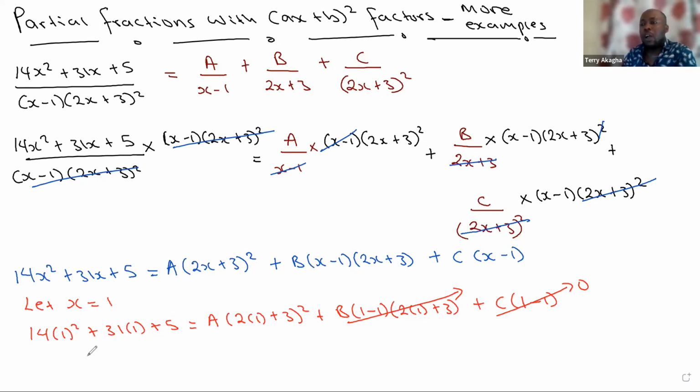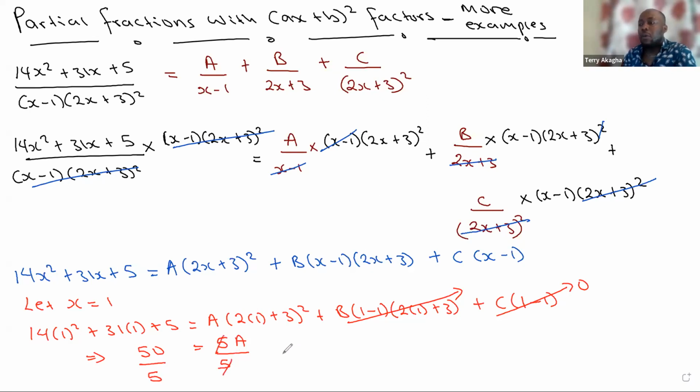If you put this in your calculator, it should give you 50. Okay. It's equal to, put this in your calculator. This is 2 times 1 will give you 2. 2 plus 3 will give you 5. 5 squared will give you 5a. So that means divide both sides by 5.